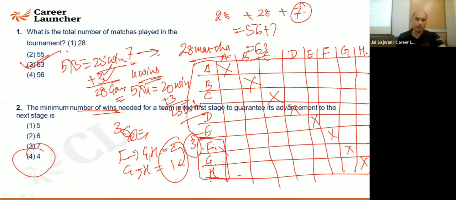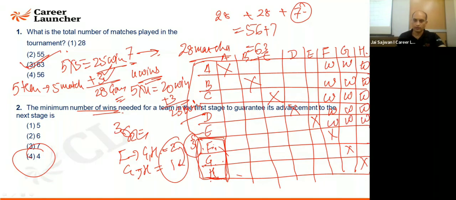So what is the minimum number of wins? I'll say even with 5 wins, if there are 5 teams, each of them winning 5 matches, you have a chance to go to the next round. Is it fine, clear? Let me explain this. I will say these 3 teams are not winning against any other team. So F, G, H, everyone is winning against them. They are made only to lose. Fine. So of course they are going to lose.